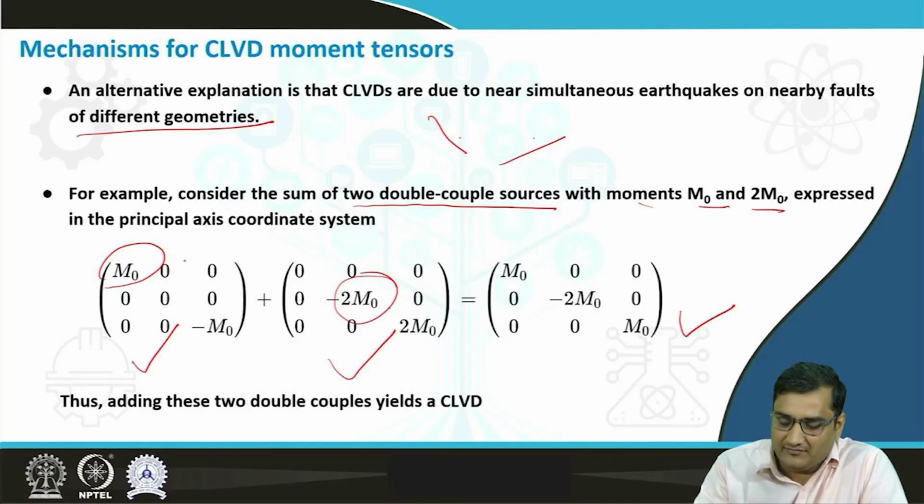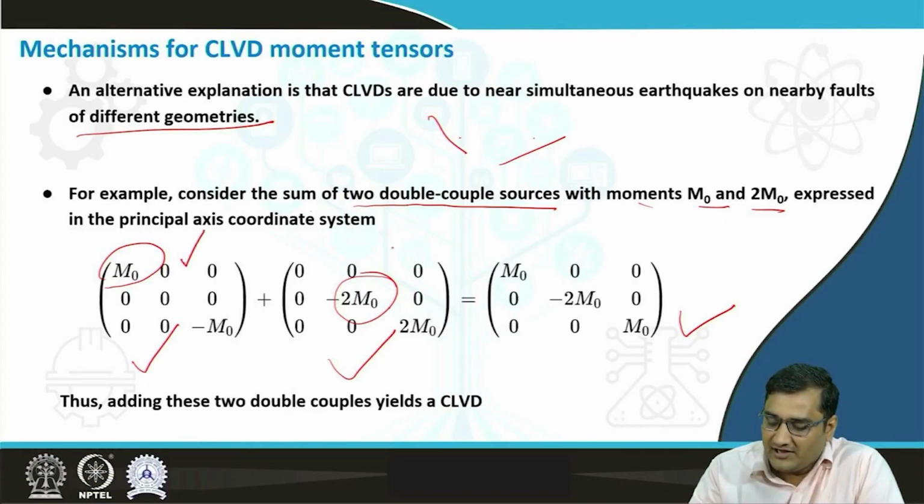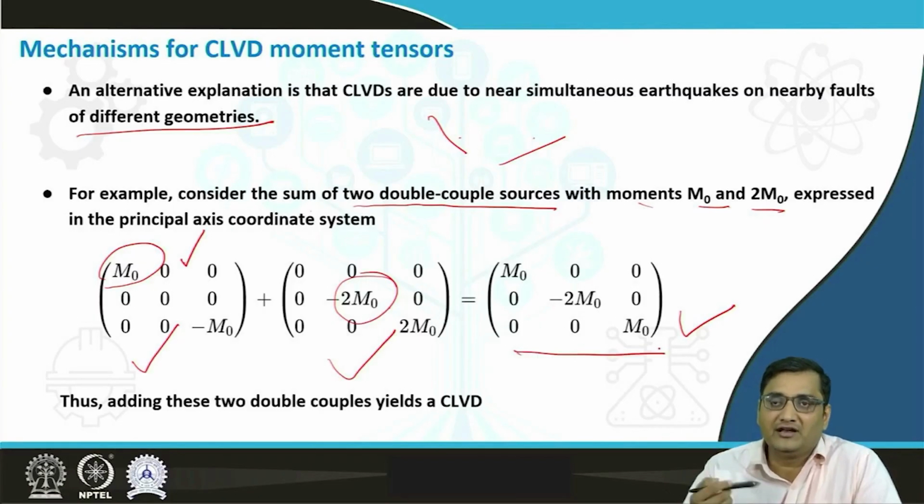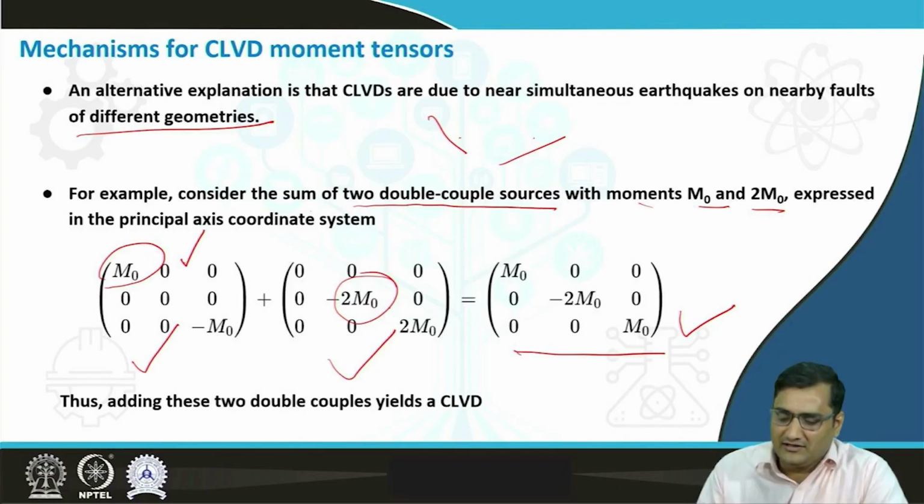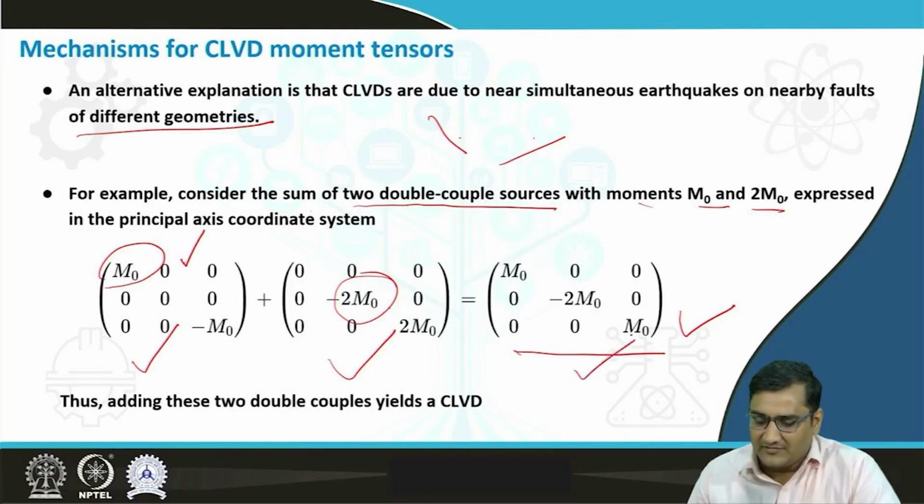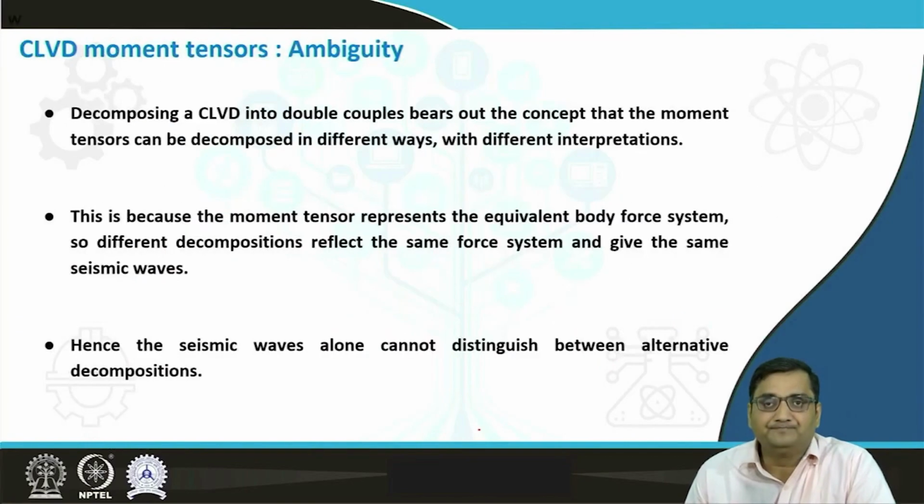So this is coming from the source on one fault, and this is coming from another nearby fault. Then together they will be represented by this. This may produce a CLVD. So basically what is happening is that there are two nearby faults, and simultaneously two earthquakes have happened on both of the faults, and together it will be observed in the moment tensor as a CLVD like this. Thus adding these two double couples yields a CLVD.